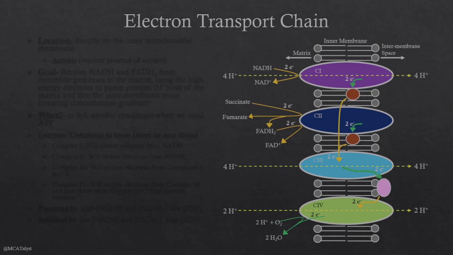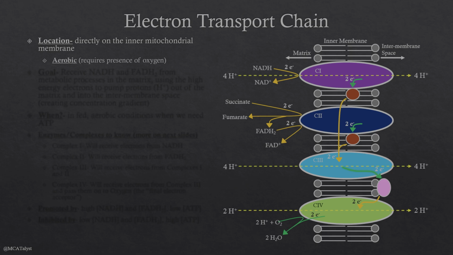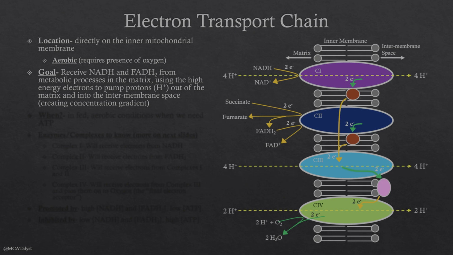Now to actually dive into the electron transport chain, just to start introducing it, like I mentioned earlier, it is located directly on the inner mitochondrial membrane. And since we are inside of the mitochondria, this is considered an aerobic process, especially because of a step that's going to happen at complex 4 at the end. The main goal of the electron transport chain, like we've been alluding to earlier, is to receive these electron carriers from all of these metabolic processes, both from glycolysis in the cytosol and the PDC and Krebs cycle in the matrix. And we're going to be using these high energy electrons that they carry to pump protons out of the matrix and into the intermembrane space.